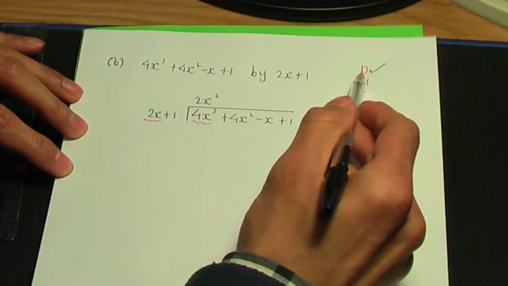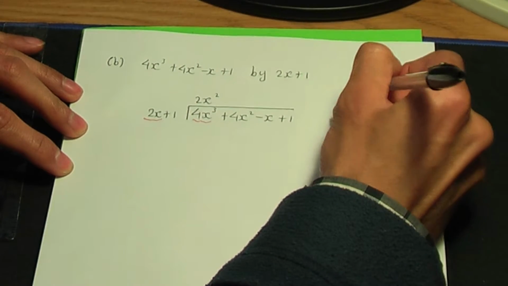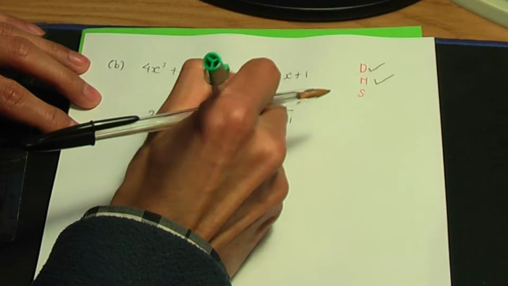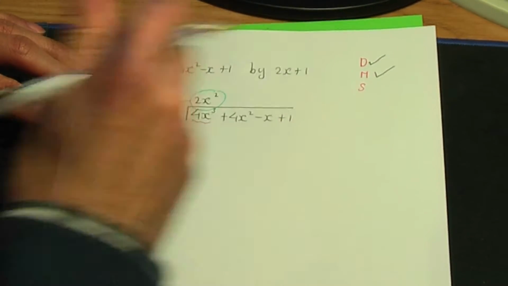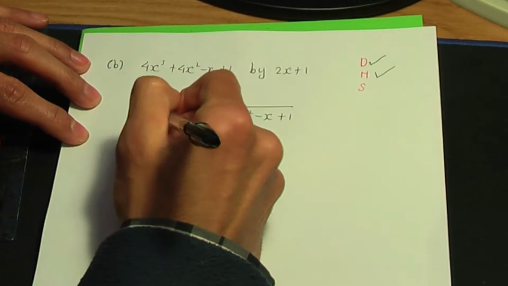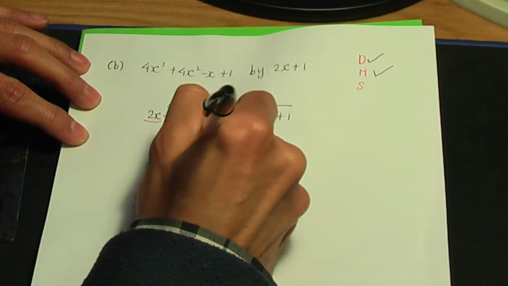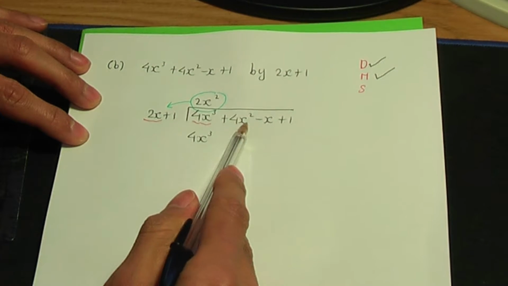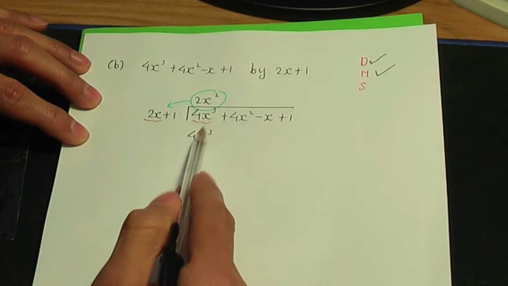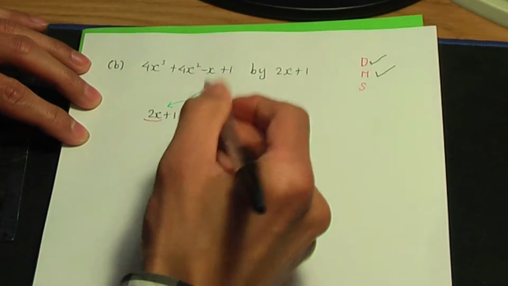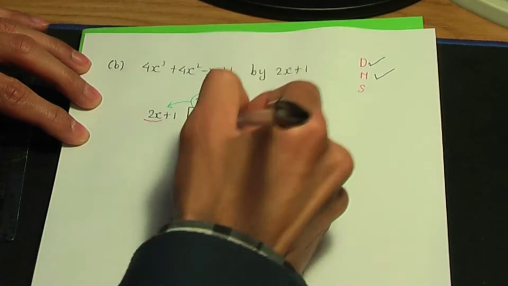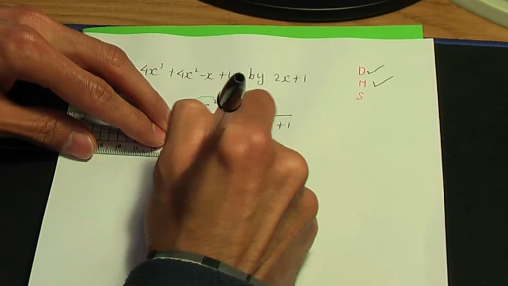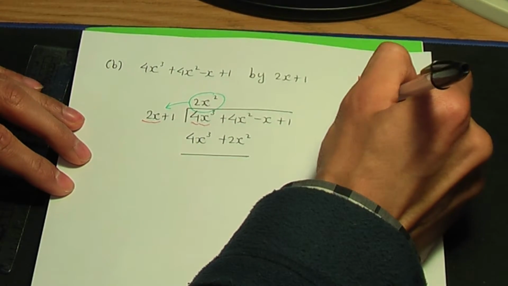Okay, so we divided. Next operation is M. M means multiply, remember. So now we multiply the 2x squared by 2x plus 1. So 2x squared times 2x is 4x cubed. So write the terms in order underneath the corresponding power terms above. And 2x squared times plus 1 is plus 2x squared. So multiplication is complete.